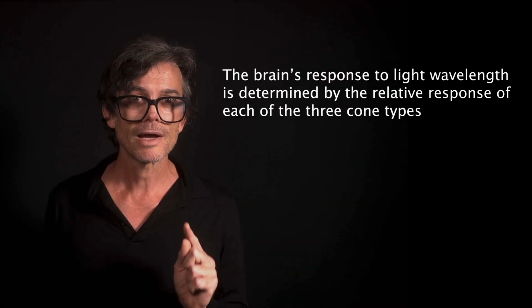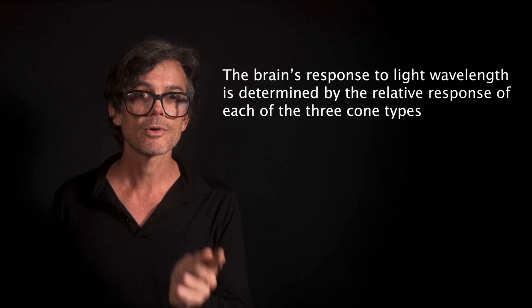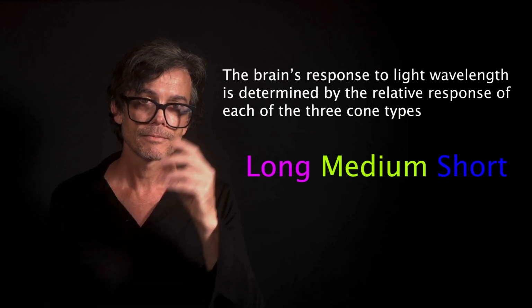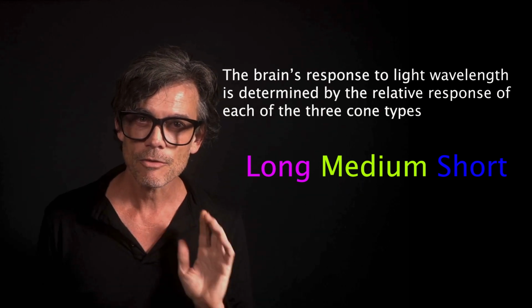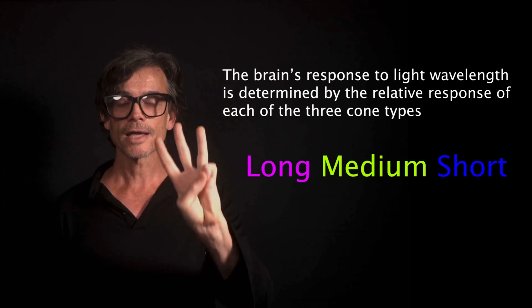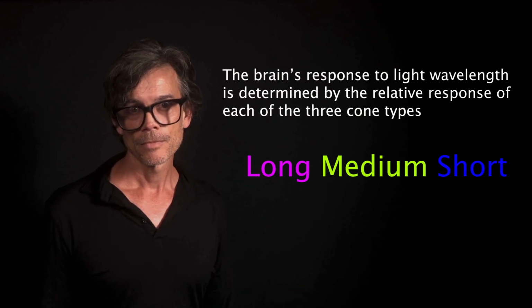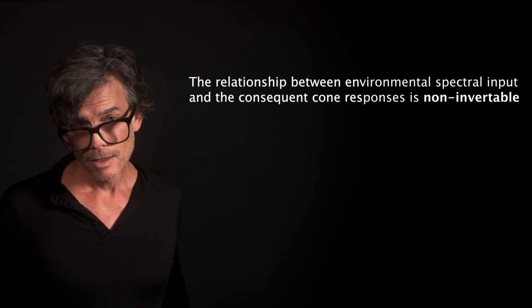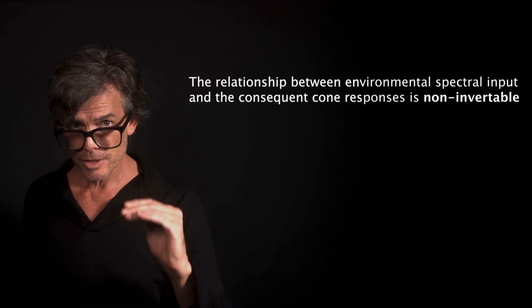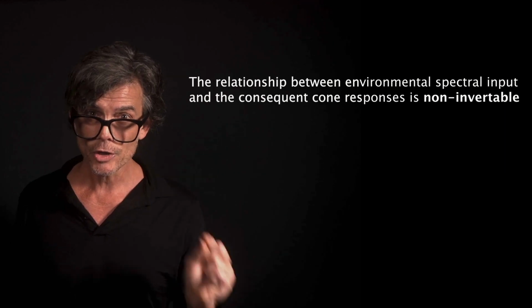The brain's response to wavelength is determined by the relative response of each of the 3 cone types. This implies that there are just 3 dimensions underlying our experience of colour. Because all wavelength spectra, no matter how complex, are reduced to just 3 dimensions by the human brain, we can't reliably predict the almost infinite number of possible spectra which might have driven them from the cone responses themselves. That is to say, the relationship between the spectral input and the cone responses is non-invertible.